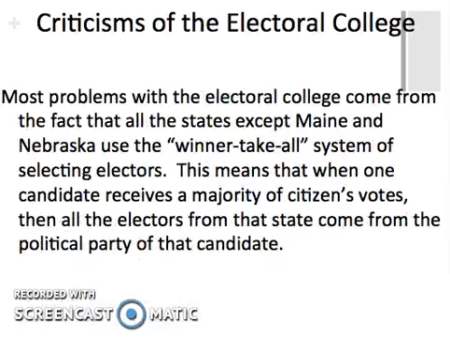So what are some criticisms, like we just talked about? This winner-take-all system might not be the best. Winner-take-all means that one candidate receives the majority of citizen votes. There is an exception in Maine and Nebraska, where they do not use the winner-take-all system.